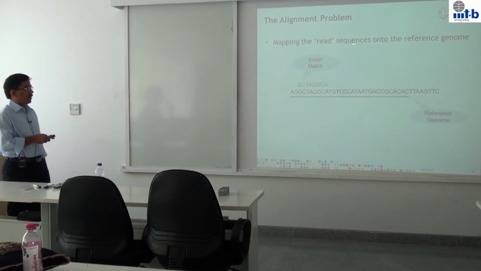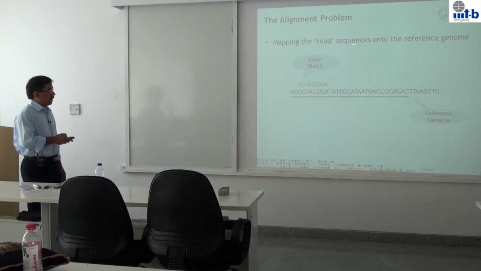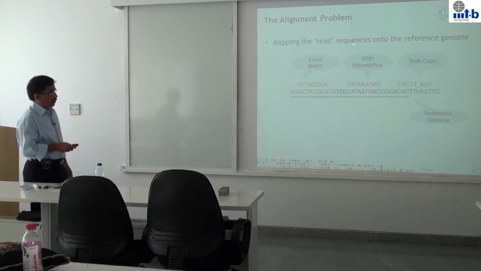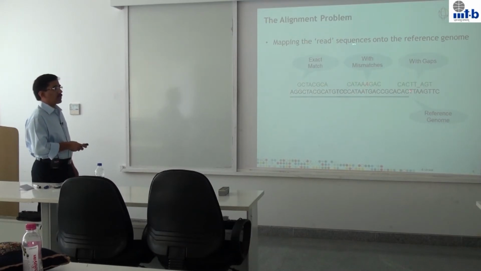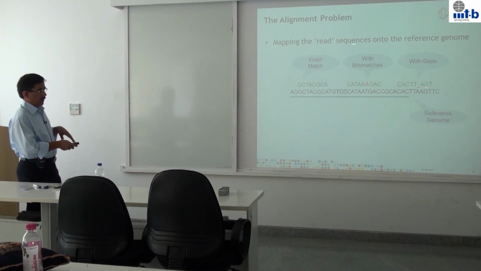Some of these reads could have an exact match like this one, and some could match with one or two errors. For example, here there is a mismatch, and it's also possible to have some gaps like deletions or insertions. Some of the bases could be missing, or some extra bases could be there when compared to the reference genome.